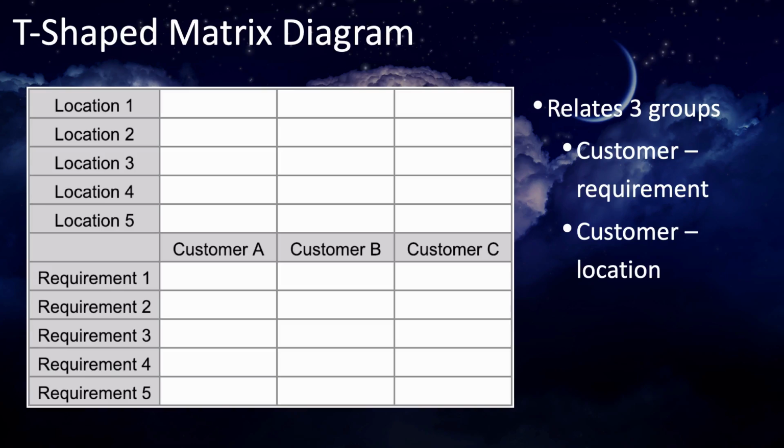A T-shaped matrix relates three groups or variables. In this case, I've added location as another dimension. It relates customers to requirements and customers to locations, but not requirements to locations. It's called a T-shaped matrix because the headings or labels for the groups form a T-shape, which can be oriented vertically or horizontally.